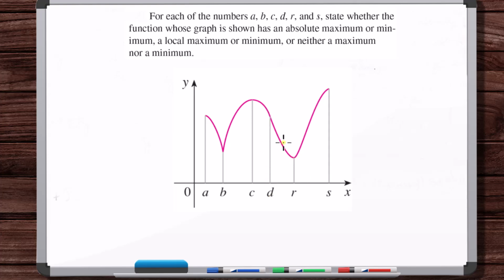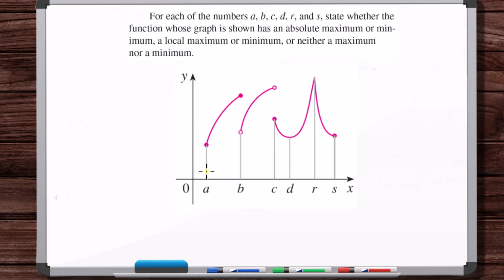Okay, here, this is another local min, but it's also a global min as well, right? This is the lowest value for this entire function. So this is both a local and global minimum. Okay, here, this is an endpoint, so this can't be a local max or min, but it can be a global max or min, and it is the global max.